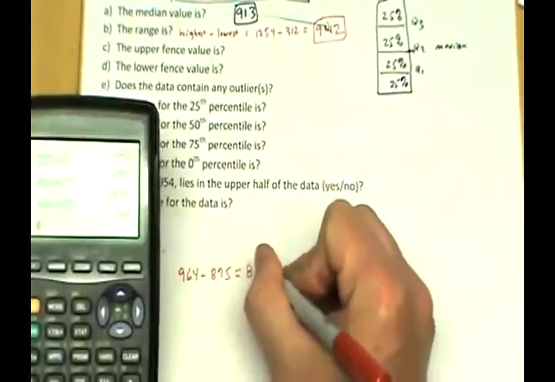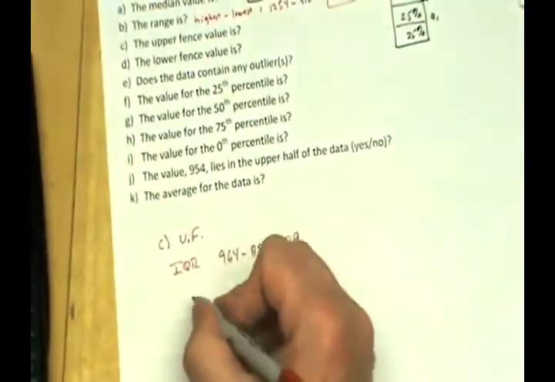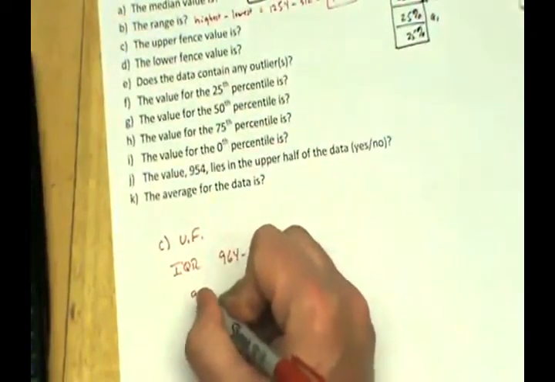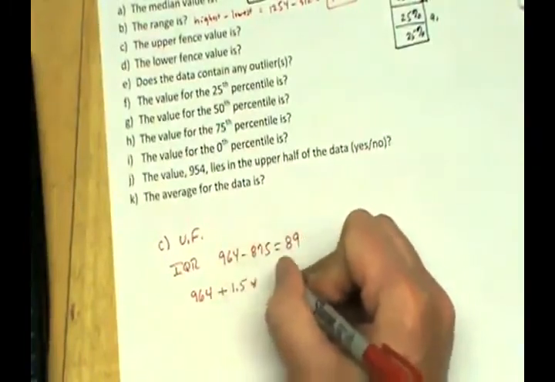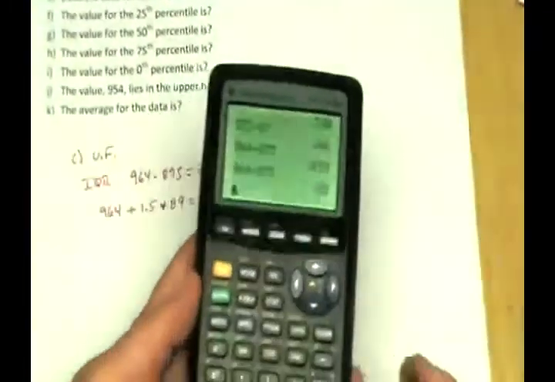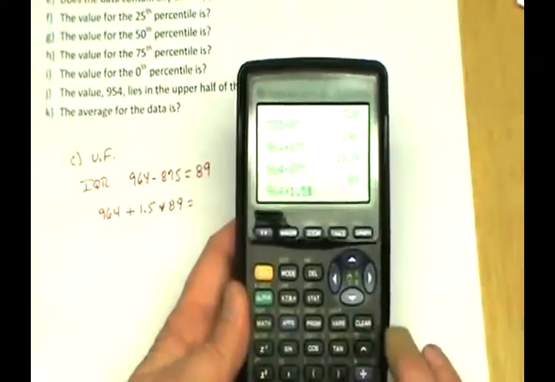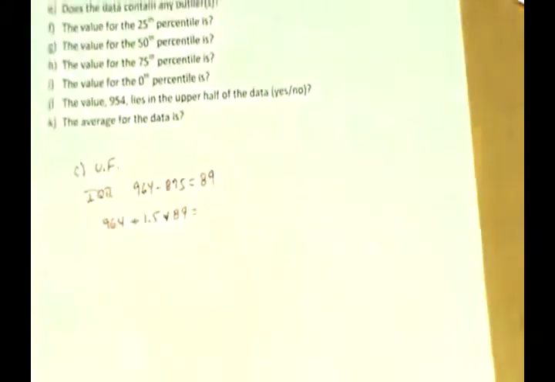89 is our interquartile range. So now we can calculate it. Upper fence, Q3, which according to the box plot is 964, and if I add 1.5 times 89, 964 plus 1.5 times 89, we're looking at 1097.5.